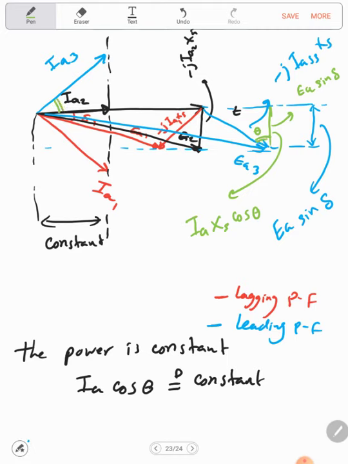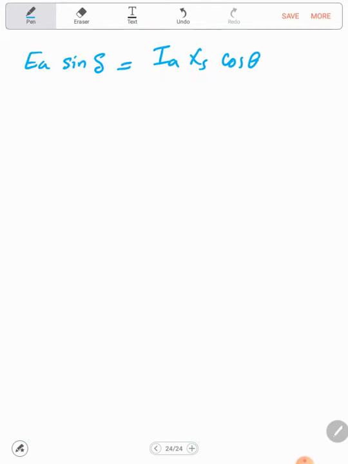This angle here is equal to the same angle. So simply this vector is IA XS, so the projection will be equal to the cosine. And the same thing, this angle here is delta 3, so this will equal EA3 sine delta 3. So simply we have the following relation, which is that for constant power, EA sine delta is equal to IA XS cosine theta.